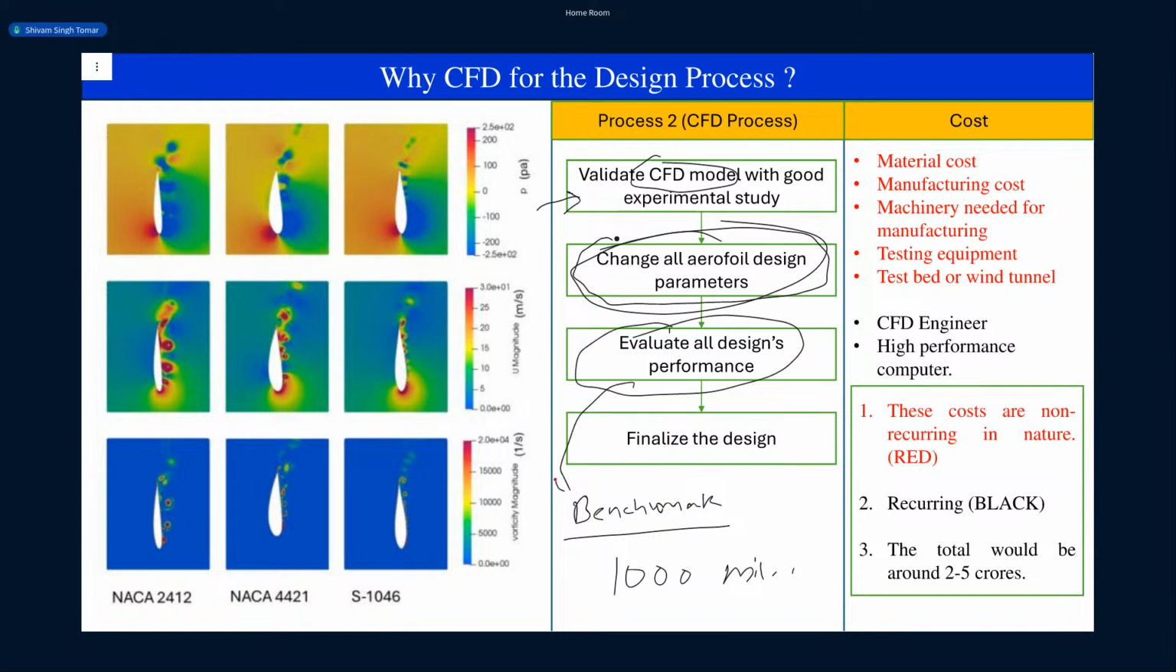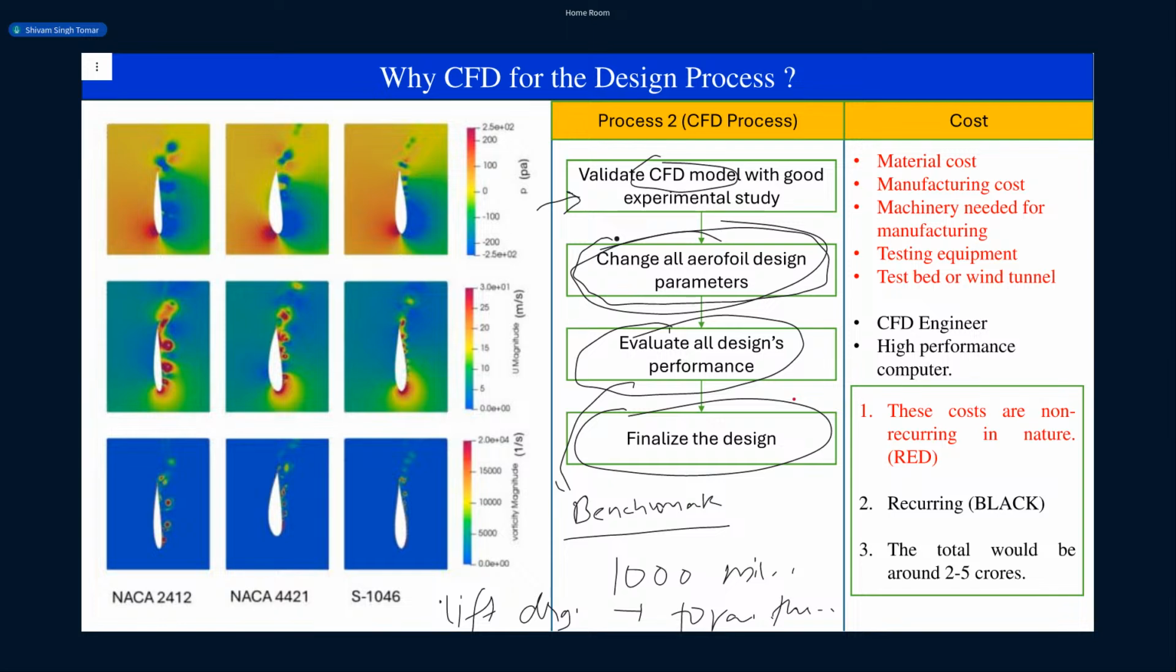Now by performance, what do I mean? Either lift or drag, and in the wind turbine aspect, the torque coefficient or the thrust coefficient. These are all things we see, and then we finalize the design. So this is a very basic layout of what a CFD process is.